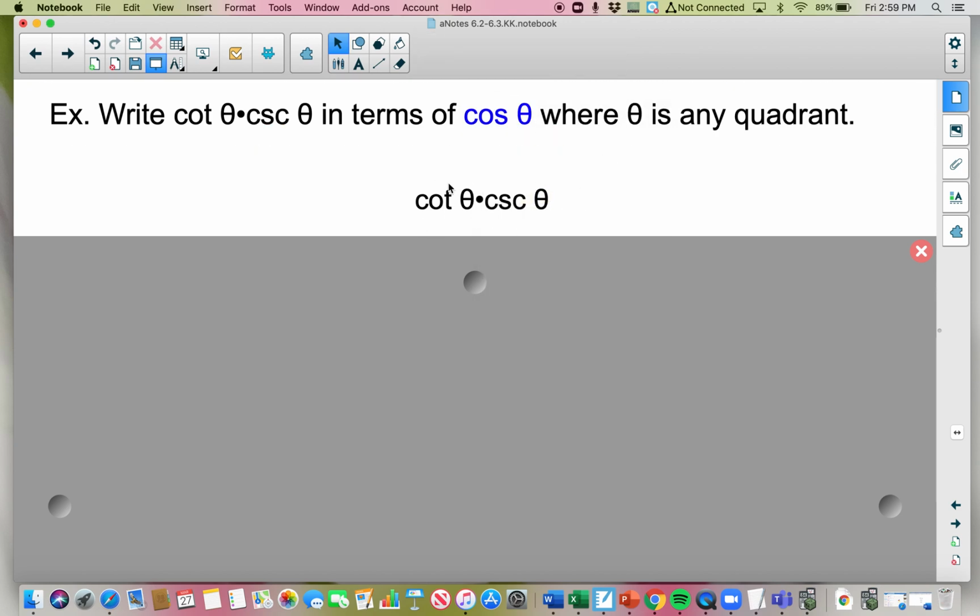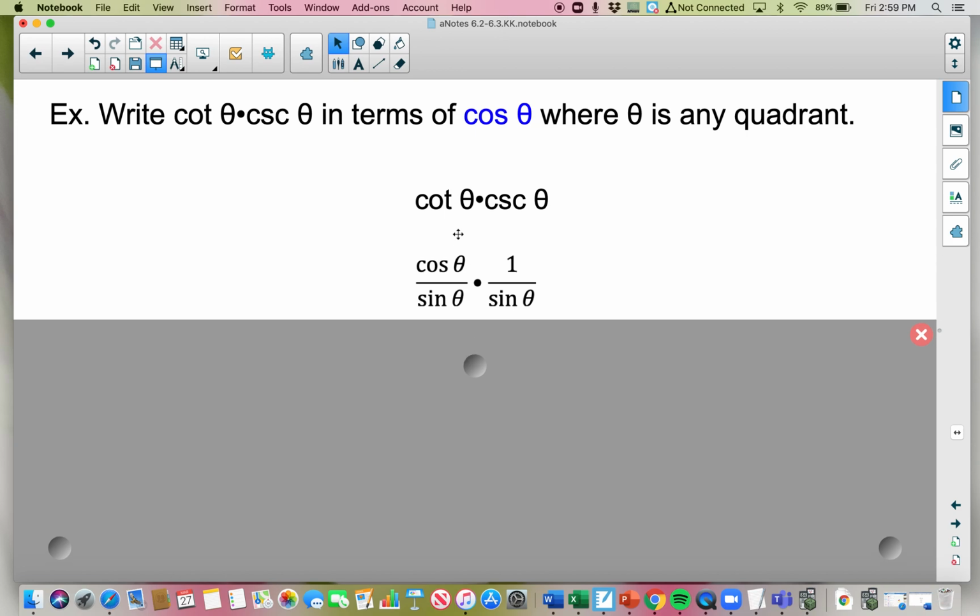So by the reciprocal identities, I know cotangent is the reciprocal of tangent, and I know tangent is sine over cosine. So cotangent is cosine over sine. I also know the reciprocal identity cosecant is 1 over sine. Okay, keeping in mind I want everything in cosines, so I'm good here.